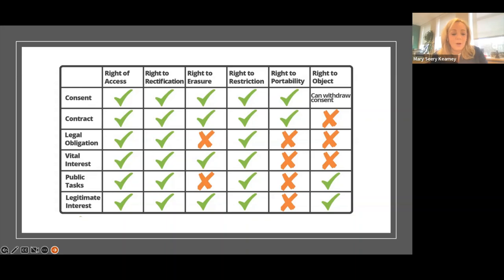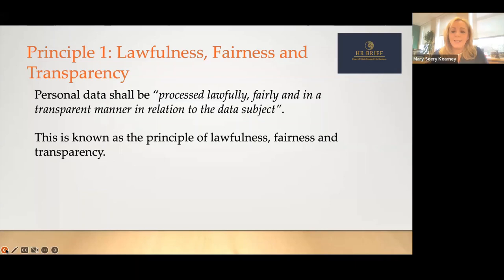So when we go back and look at lawfulness, there has to be one of those lawful bases. It has to be fair, so you can only use it for the purpose for which you collected it and in accordance with the purpose that you collected it. And you have to be transparent about it. Where transparency comes in is that you have a privacy notice that is available at the point of collection of data, generally on a website. In that privacy notice, you are telling anyone that you're going to gather data from how you're going to deal with the data. So it has to be transparent. So this is the number one principle.